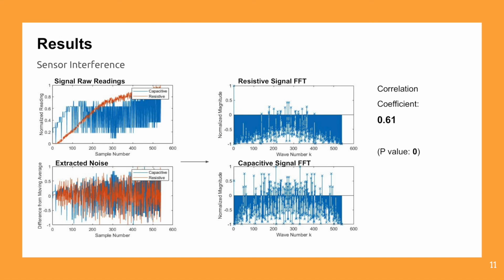To investigate whether there is interference between the two sensors, we did Fourier analysis. The two pictures on the left are the raw readings from the two sensors and their extracted noise, calculated by taking their difference from the moving average. Converting them into the frequency domain, we got the two spectrums on the right. We calculate their correlation coefficient to be 0.61 with a p-value of 0, which means there is no correlation between the noise from the two signals. That rejects our major hypothesis.